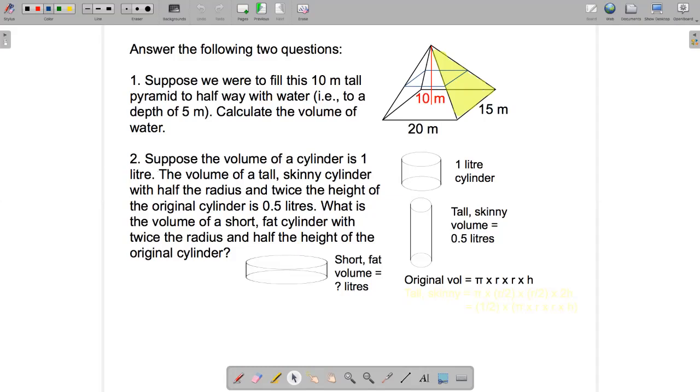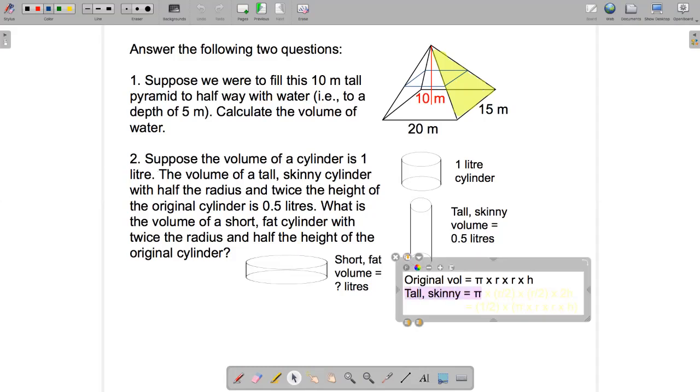What about the tall, skinny cylinder? What's its volume? Well, it's going to be pi times r squared. What is r for the tall, skinny cylinder? Well, we were told that the radius of the tall, skinny cylinder was half the radius of the original cylinder. So it's r over 2 squared. So r over 2 times r over 2. What is the height of the tall, skinny cylinder? Well, we were told the height is twice the height of the original cylinder, so 2h. So that's the formula for the volume of the tall, skinny cylinder.